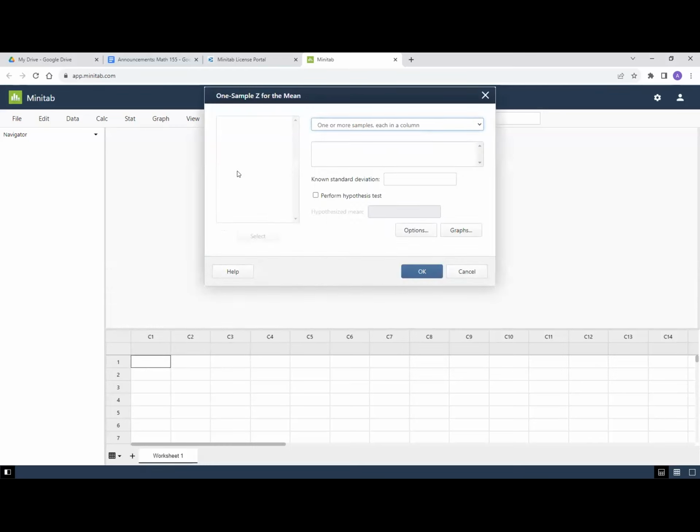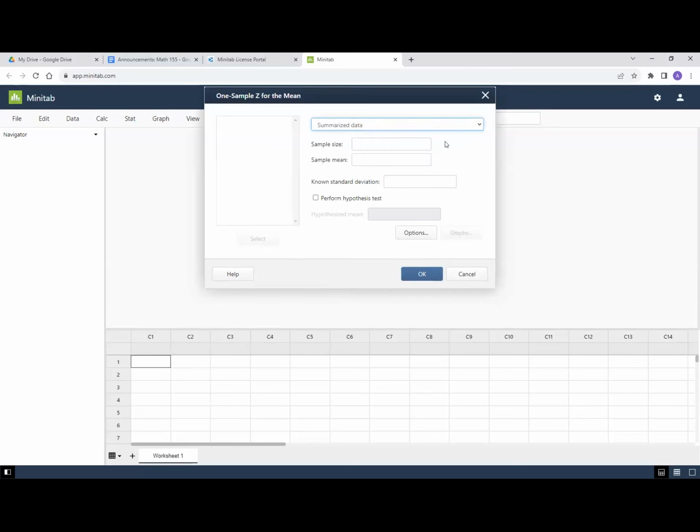You'll get this box, okay? And the first thing you need to do is to tell Minitab that you're not typing in the information in the columns. You're just writing in all the data that's summarized in the question. So up here on the drop-down menu, we're going to click on Summarized data because we're given a summary of the data, right? We're not given the actual raw data values, okay?